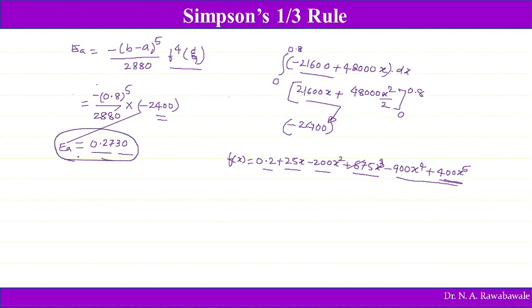That is, the fourth derivative of f at zeta is minus 2400, and by substituting we get the approximate error as 0.2730. So in the next lecture we'll discuss multiple application of Simpson's 1/3 rule and Simpson's 3/8 rule. Okay, thank you.